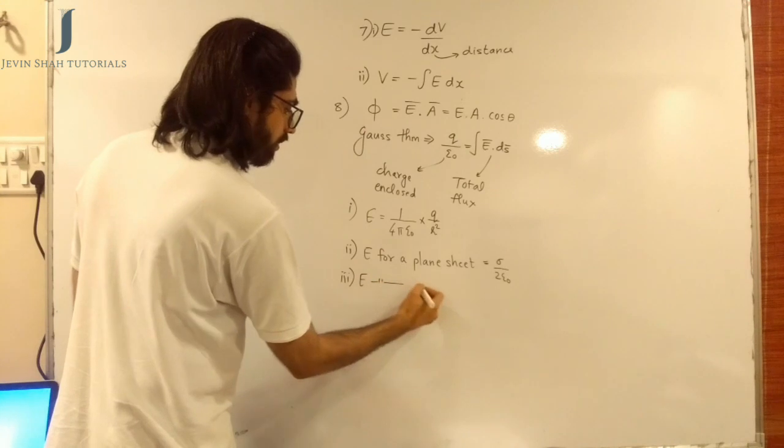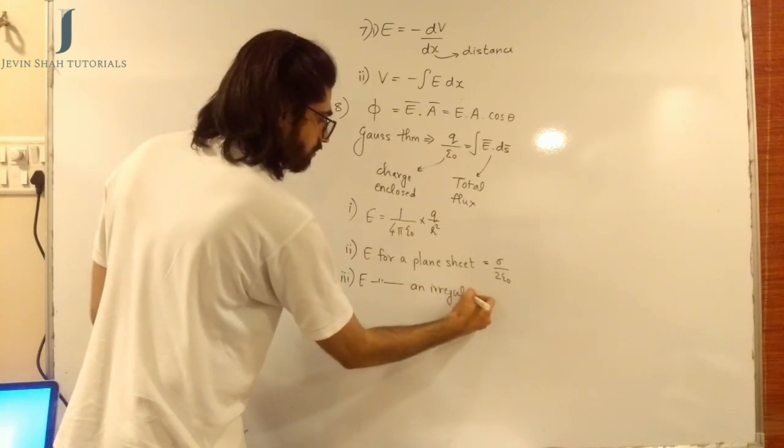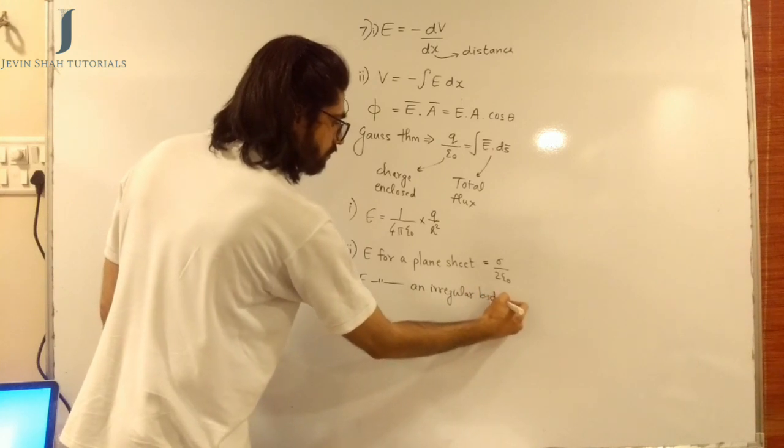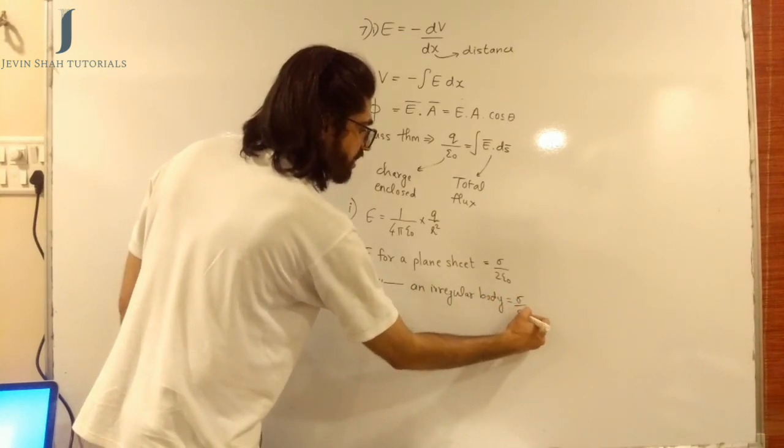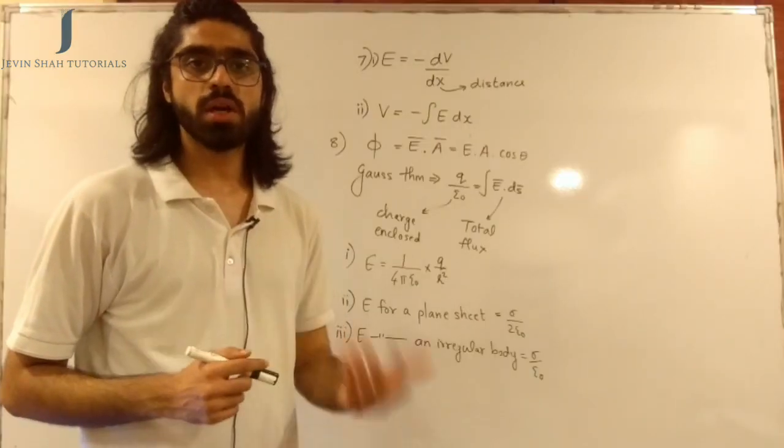So E for an irregularly shaped body would be sigma upon epsilon naught. Let's go ahead with the next shape.